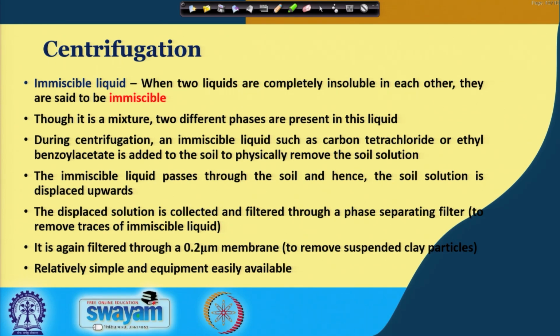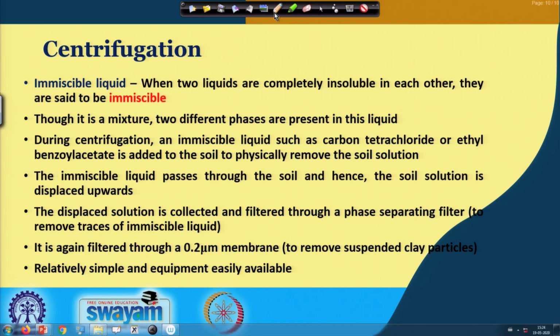When two liquids are completely insoluble in each other, they are known as immiscible liquids. Though it is a mixture, two different phases are present in the liquid separately. During centrifugation, an immiscible liquid such as carbon tetrachloride or ethyl benzoyl acetate is added to the soil to physically remove the soil solution.